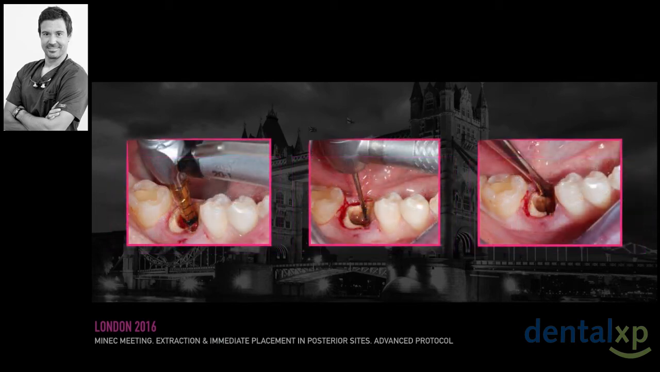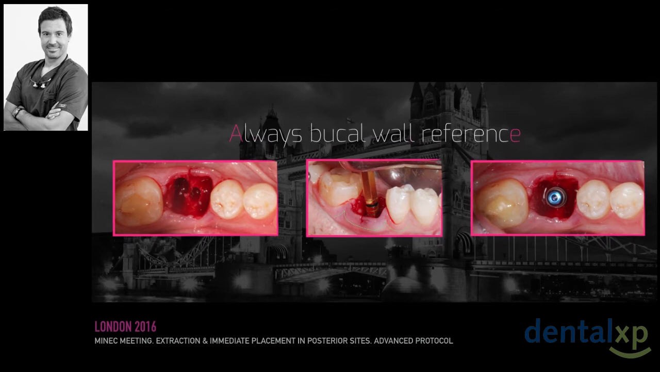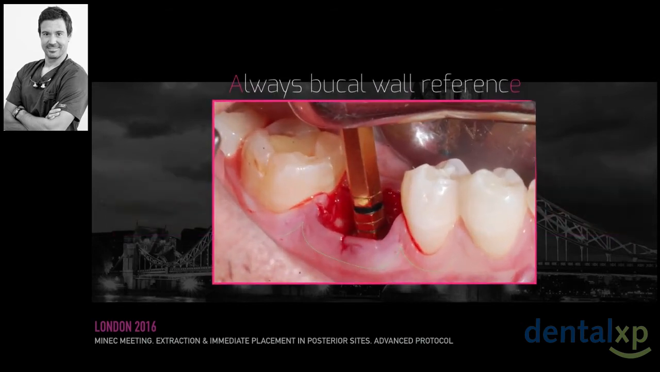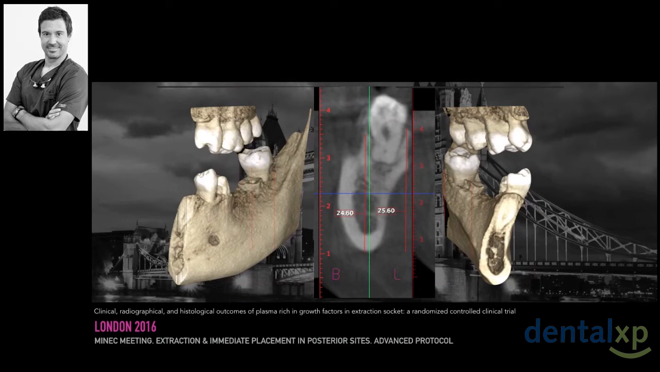An atraumatic extraction is performed and the implant placement must follow certain references, such as the buccal wall, for its proper position. Our implant should be placed 1 to 2 millimeters below the buccal plate when immediate implant placement is performed. And it has been proven that the buccal plate is located 1 to 2 millimeters below the lingual plate. That is why it's so important to have the buccal plate as a reference and not the lingual plate.